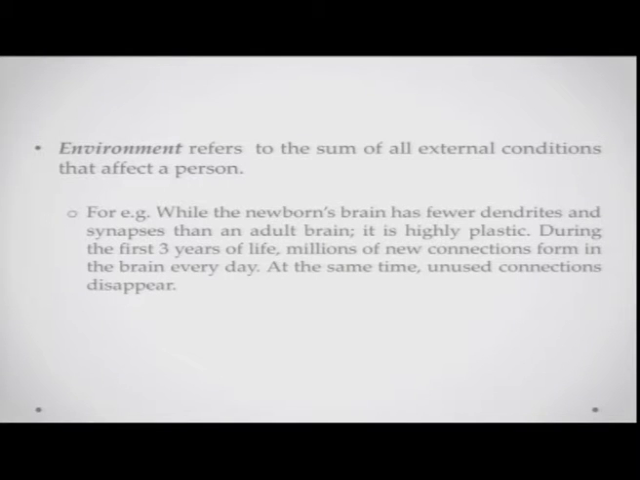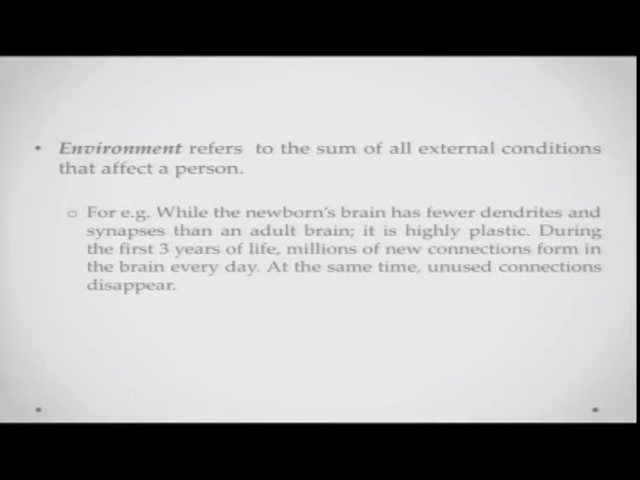As the child grows, during the first 3 years of life, millions of new connections are formed in the brain every day. How are these connections being formed? They are formed in response to whatever the child is learning, whatever he is experiencing, how he is interacting with the environment. At the same time, as the child grows up, a lot of unused connections disappear. Things that the child has not really interacted with or grasped, those redundant connections get pruned away, they are not there anymore.